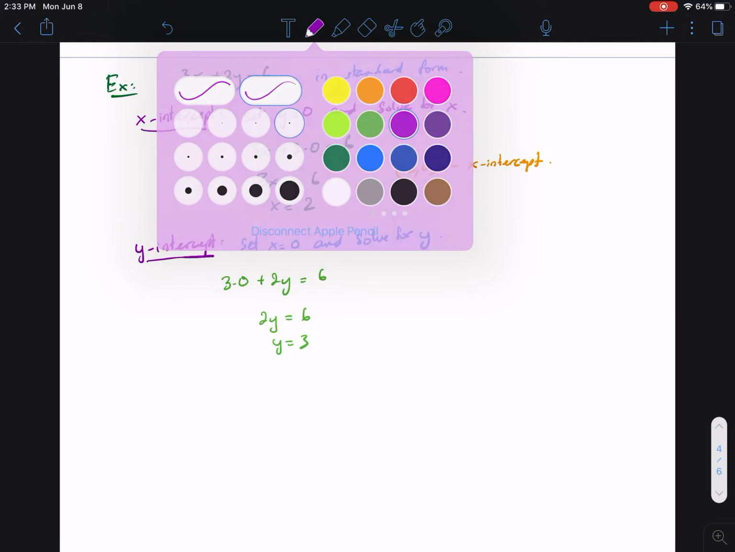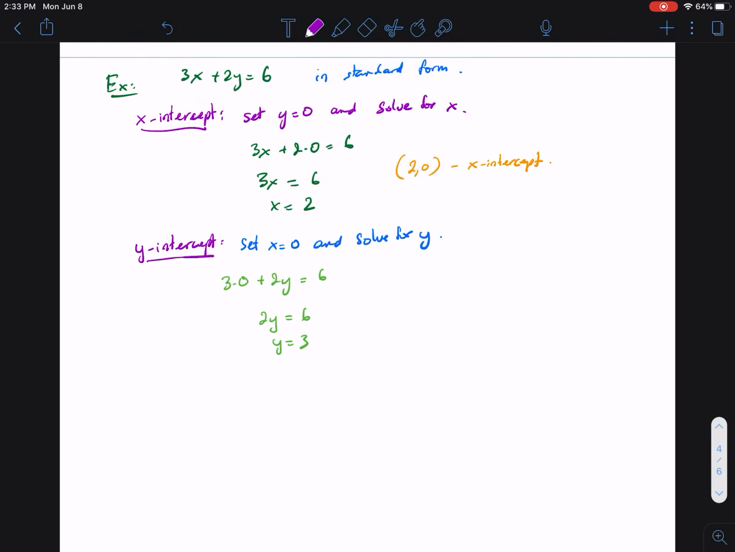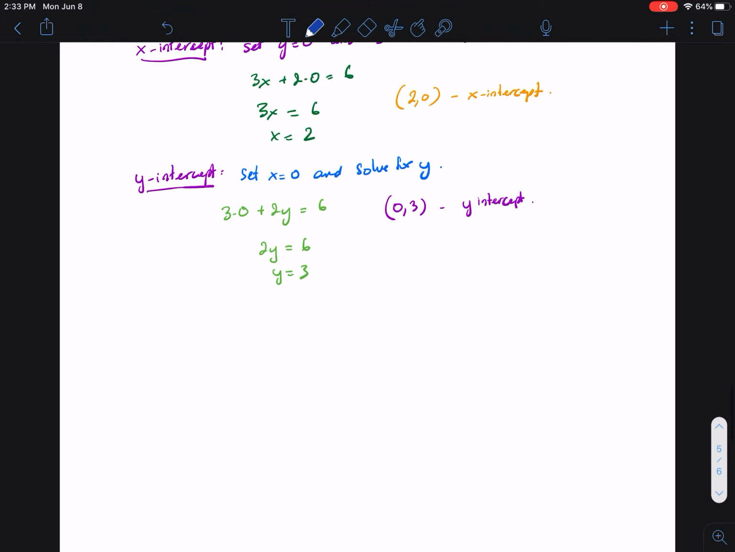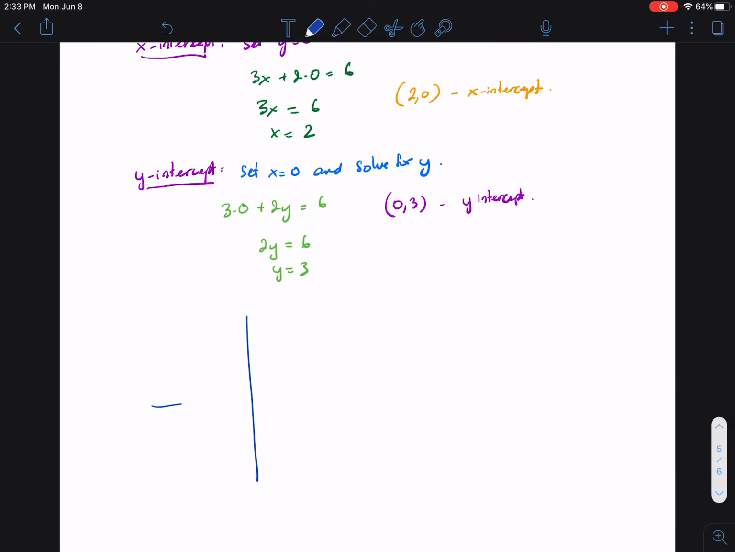Now we say that the coordinates for the y-intercept are (0, 3), which is the y-intercept. So there it is. These are the two points where the line crosses both the x and y axis. So we're ready to draw the graph. Here is the graph.